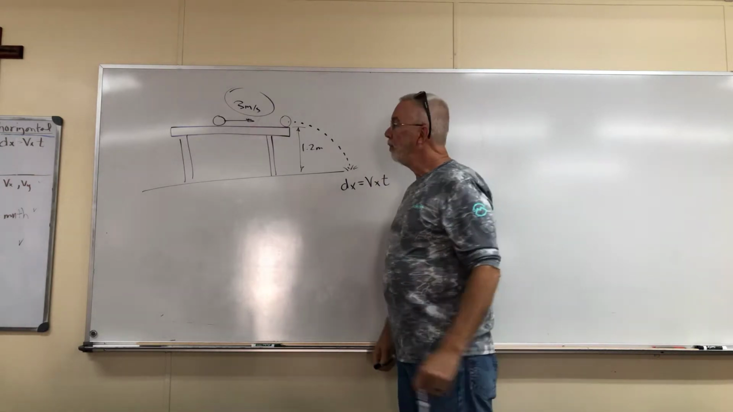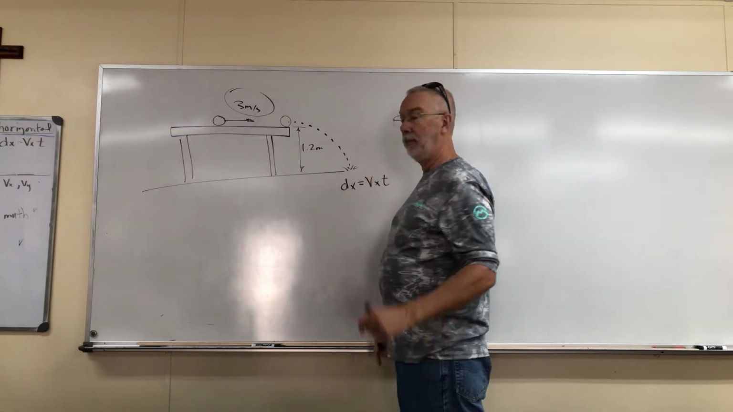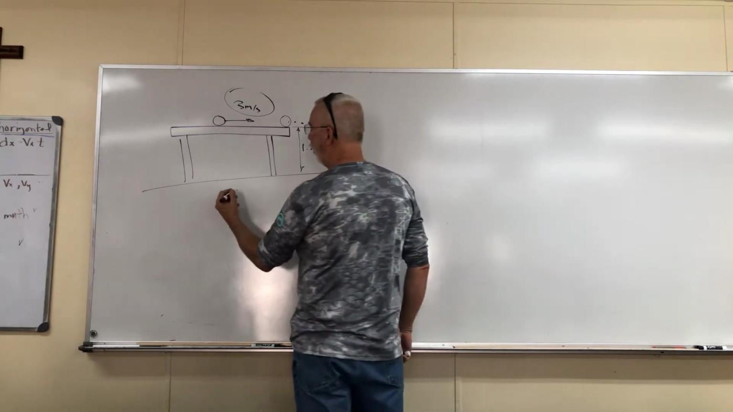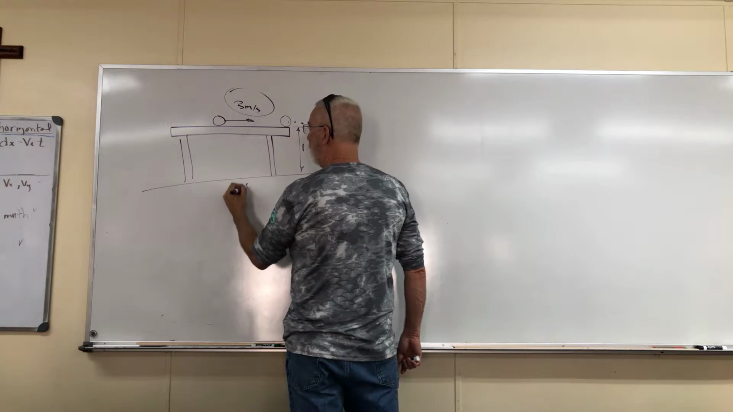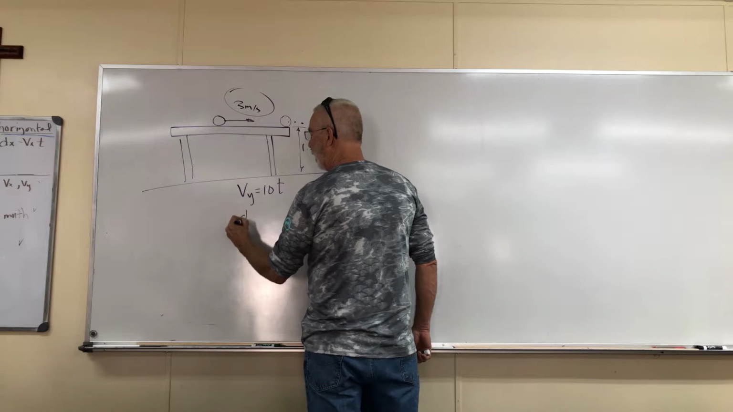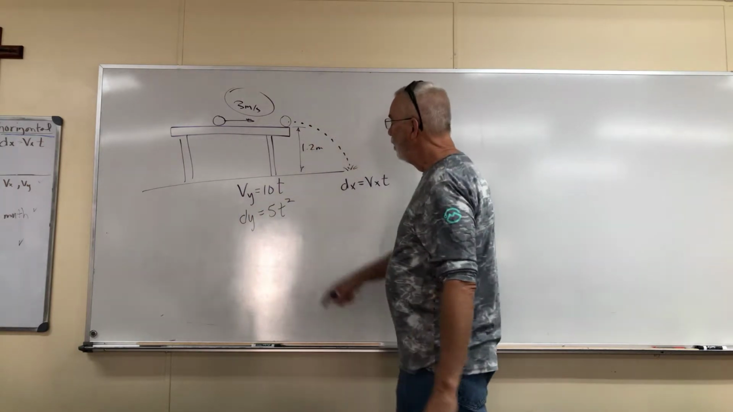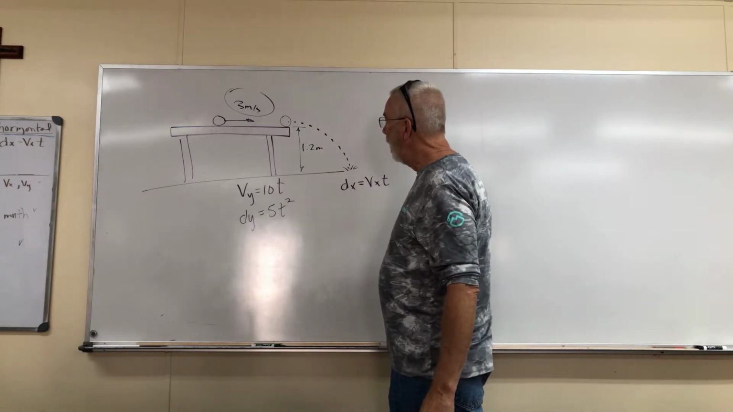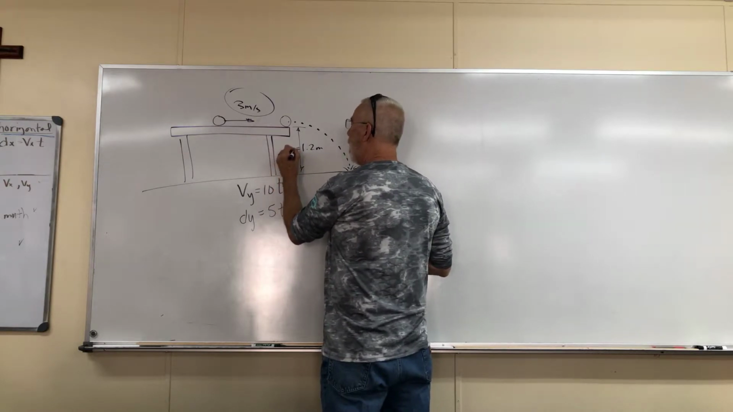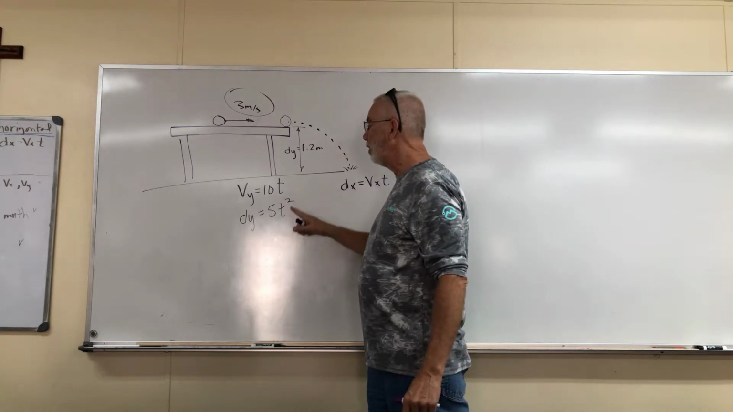In class, we said that the time that it takes to travel and hit the ground is based on the time it takes to fall. Well, we had two free fall formulas. One of them said that v sub y was equal to 10t, and the other one says that d sub y is equal to 5t squared. Based on the information that we have, this 1.2 meters is d sub y. So we're going to use this equation right here to solve for the time it takes to fall.